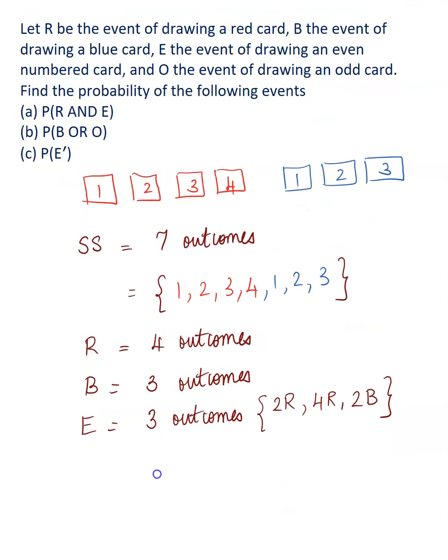And the last one was O, the event of drawing an odd card. So again, we have 1 and 3 from red and 1 and 3 from blue. We have 4 outcomes. One red, 3 red, 1 blue, 3 blue. Okay.